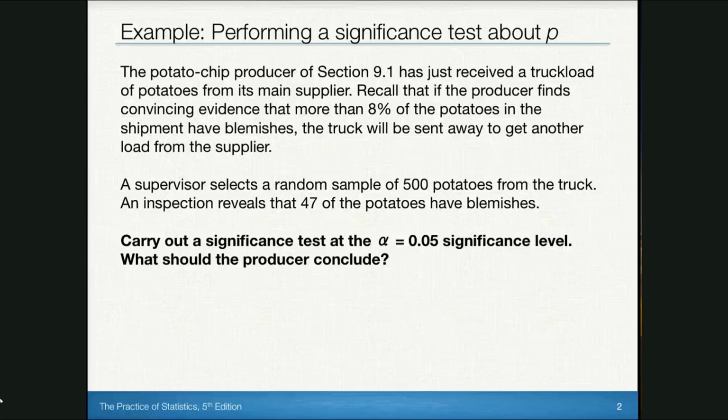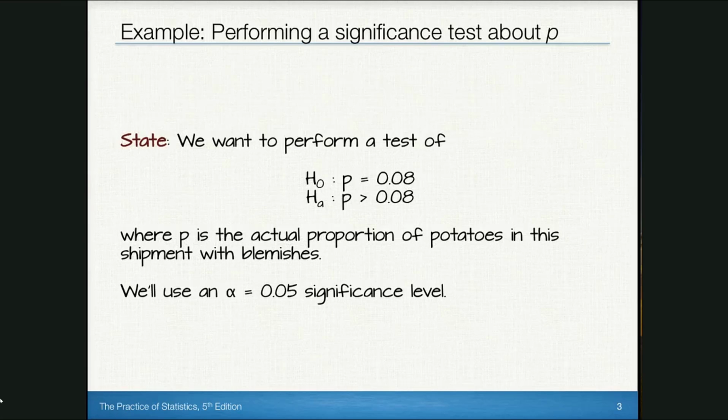Suppose a supervisor selects a random sample of 500 potatoes from the truck and an inspection reveals that 47 of those potatoes have blemishes. Let's carry out a significance test at the 5% significance level and then determine what the producer should conclude. To do this, we'll follow our 4-step process, starting by stating the problem.